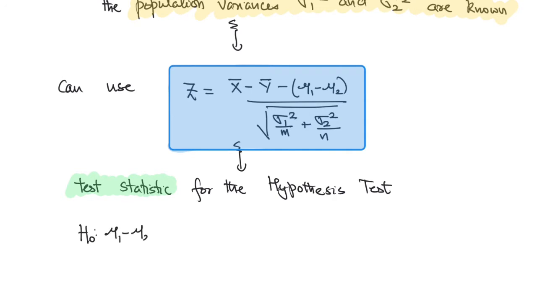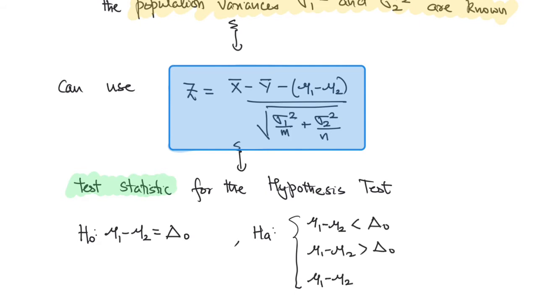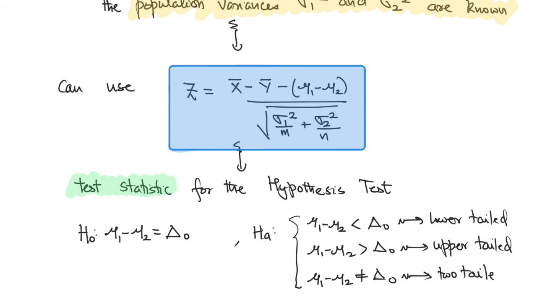And we can use this statistic to set up a hypothesis test where the null hypothesis is that the difference between the means equals the null value delta 0, and we have three possible options for our alternative hypothesis: the lower tail test, the upper tail test, and the two-tailed alternative hypothesis.